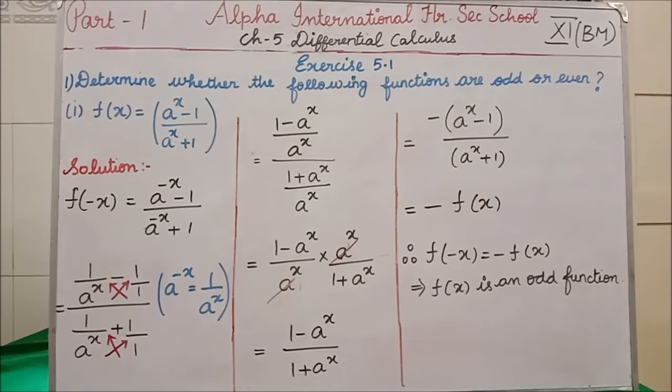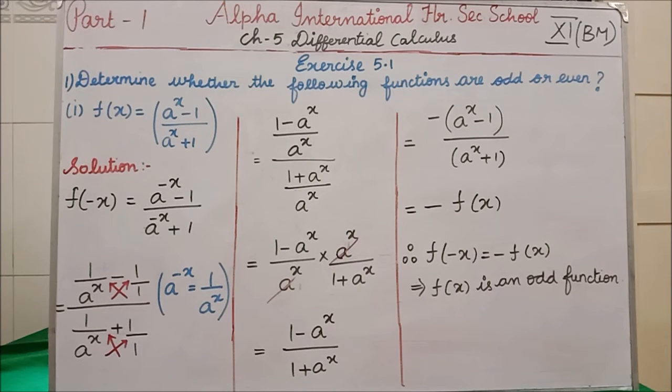Friends, now we are going to see exercise 5.1. In that, first question, first subdivision we are going to see now. In the first question we have 5 subdivisions in total. I am going to do 3 subdivisions and the remaining 2 subdivisions you are going to do as homework. Now we will see the first subdivision.